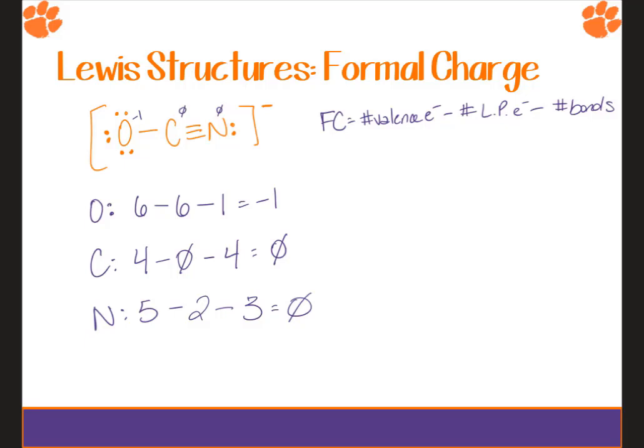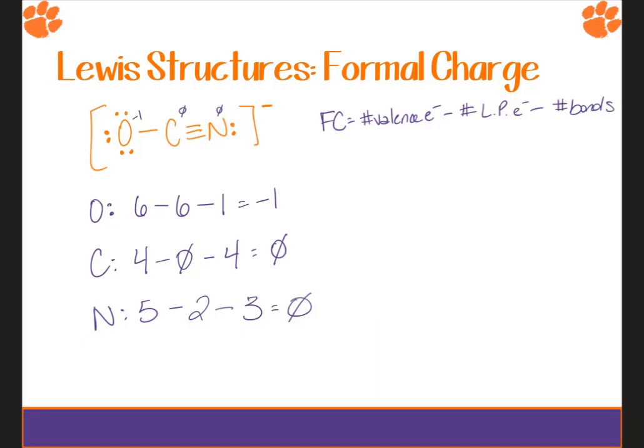So this guy, if we took -1 plus 0 plus 0, that gives us a -1 charge, which tracks with the charge on the total ion. So if it's a cation, they should add up to some kind of positive charge. If it's neutral, they should all add up to 0. The next thing is that your formal charges should be as close to 0 as humanly possible. So in this guy, they obviously can't all be 0 because we have a -1 charge. But usually the further away you get from 0, the worse your structure is.